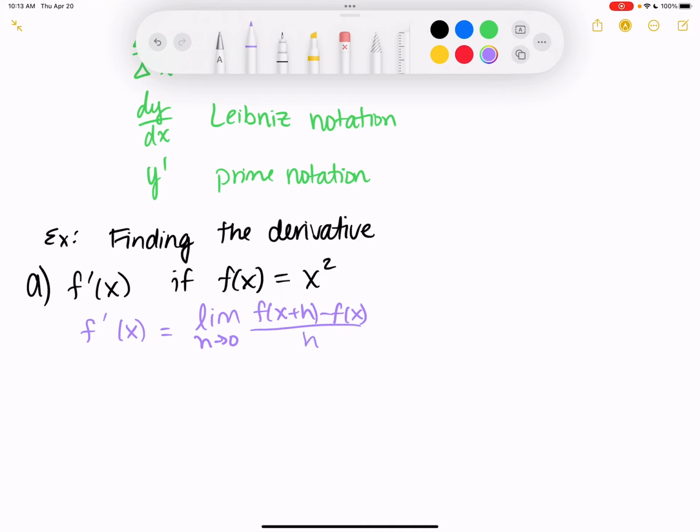So now, anywhere I see an x in my original equation, I'm plugging in first x plus h, then I'll be plugging in x. So the limit as h approaches 0 of x plus h squared, okay, so that takes care of this first part, minus x squared. In this case, because there's nothing else with it, it just gets copied down, divided by h.